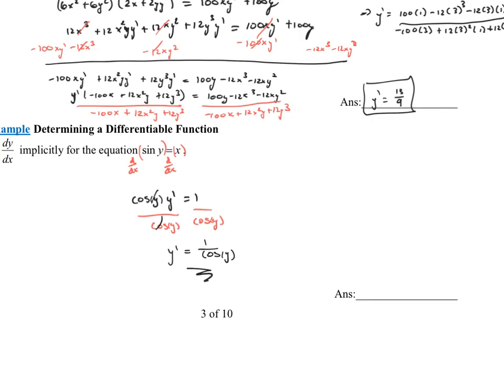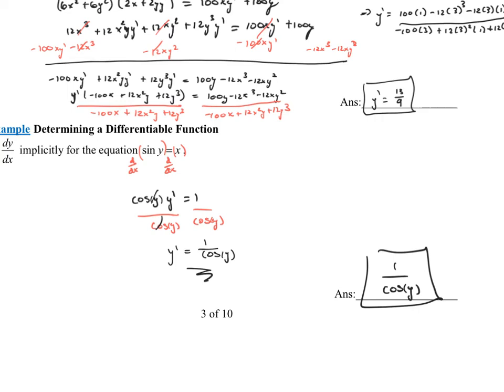Of course, this derivative is not defined everywhere because cosine of y cannot equal 0. So if you want to look further into this problem, in the e-text they go into a definition of when this function would actually be defined. Okay?